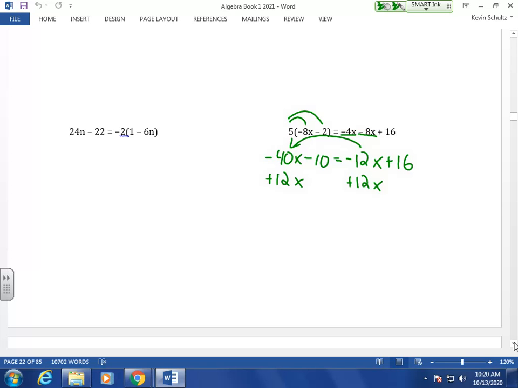Okay, so if we want to move our x's to the left side, we're going to add 12x to both sides because that's what's going to cancel them out on the right side, right? Negative 12 plus 12, there are no more x's there, okay? And so we're left with a positive 16 on the right. Negative 40 plus 12, and here's where PO3 comes back into play, right? Negative numbers, we're adding which direction on the number line we go. What's negative 40 plus 12?